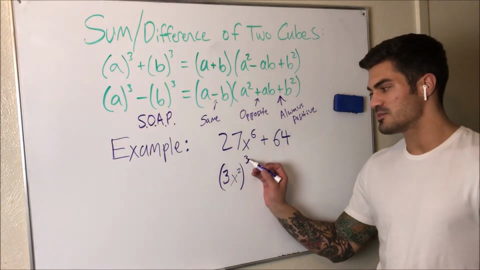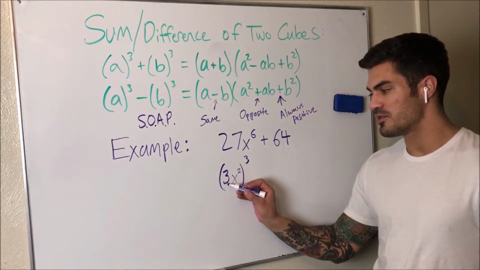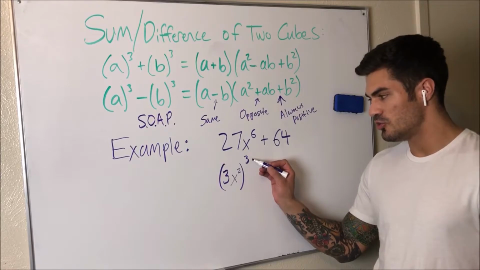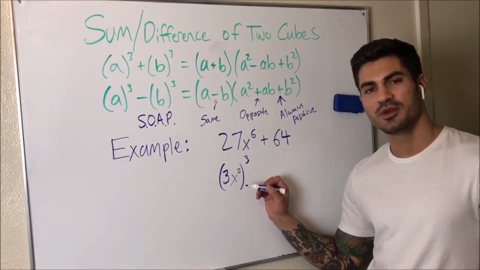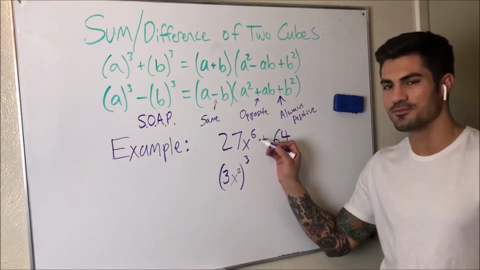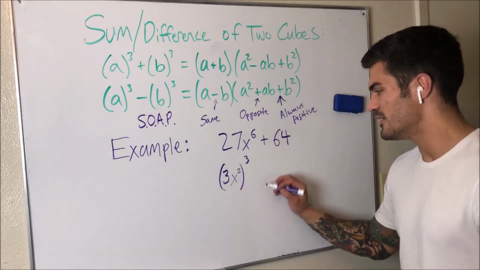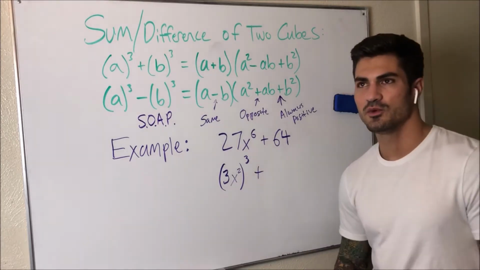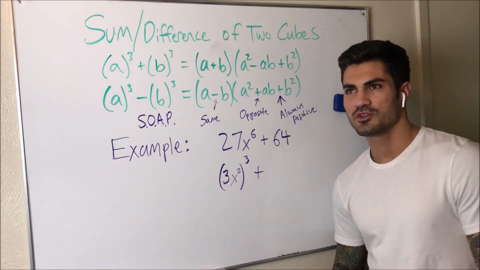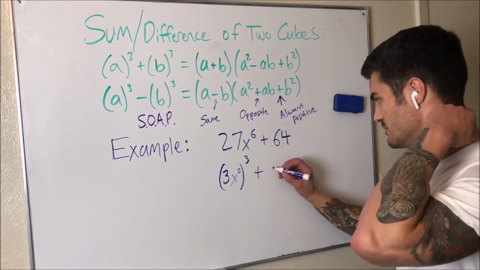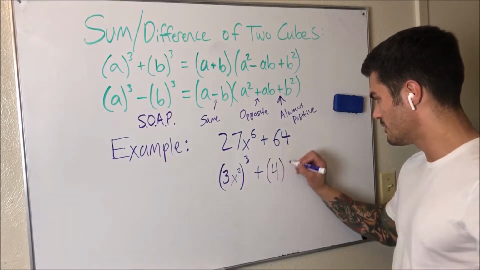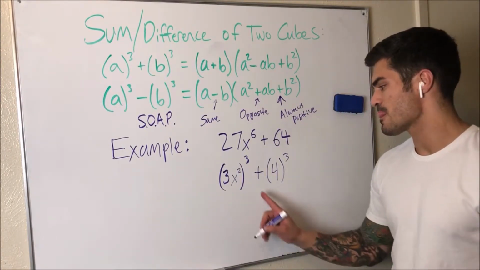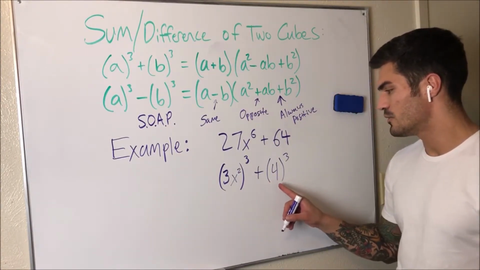You could double check this by distributing the 3. So 3 cubed gets me that 27. X squared cubed, I multiply the exponents. Remember my exponent rules, I multiply and I get back to x to the 6th. So this is our A plus, what is our B? What can we cube to get 64? 4 times 4 is 16 times 4 is 64, so we can rewrite this as 4 cubed. So our A is 3x squared, our B is 4.